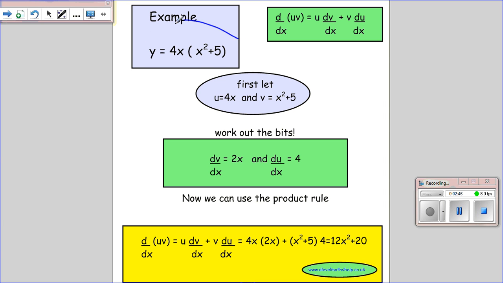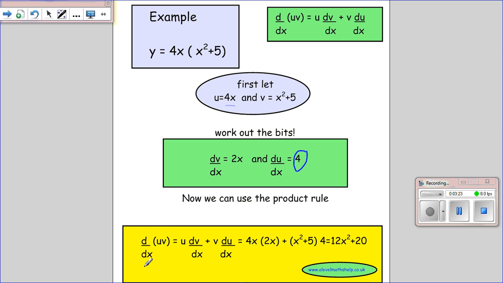Okay, so here's a second example. So we do exactly the same. We label one as u and the other as v. We differentiate. We've got dv by dx. So here we've got x squared plus 5. When we differentiate x squared, we multiply by the power. We take 1 from the power. 2 take away 1 will give us 1. And then when we differentiate a constant, we get 0. And then du by dx, when we have a constant times x, when we differentiate it, we just get that constant. So that's where that comes from.